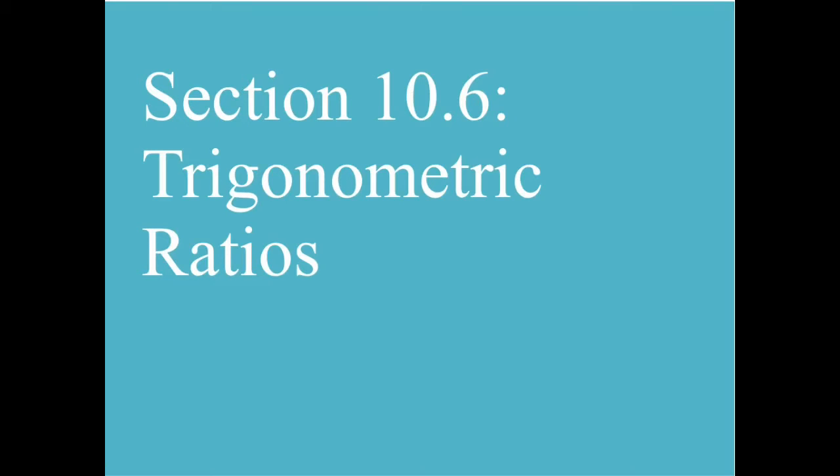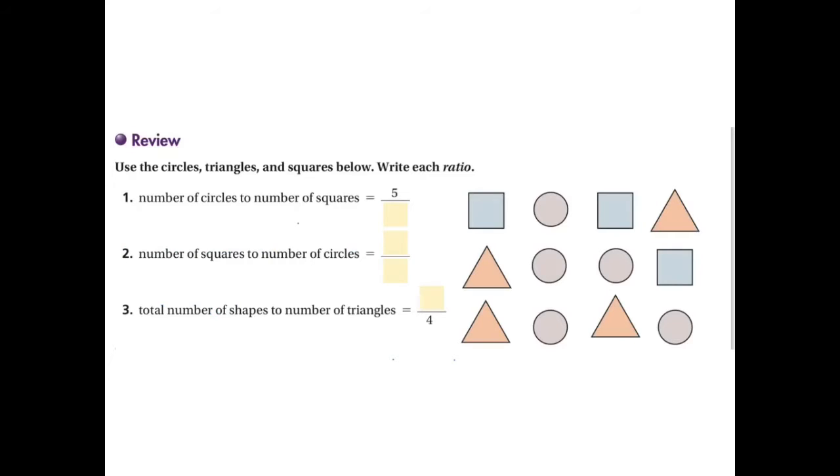Welcome to section 10.6, Trigonometric Ratios. According to Wikipedia, a ratio is a relationship between two numbers indicating how many times the first number contains the second. Let's look at some examples.